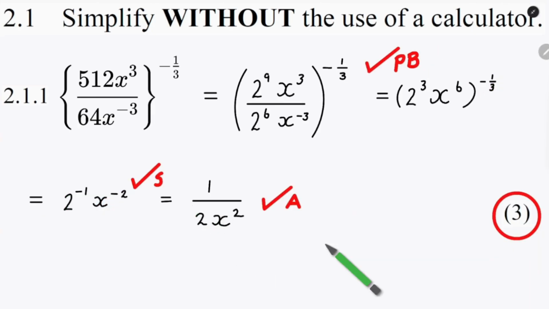And wrapping this question up with your 3 marks. The prime bases, the 2 to the power of 9, 2 to the power of 6, get a mark. The simplification into that gets your 2nd mark, and the 3rd mark comes from the final answer.